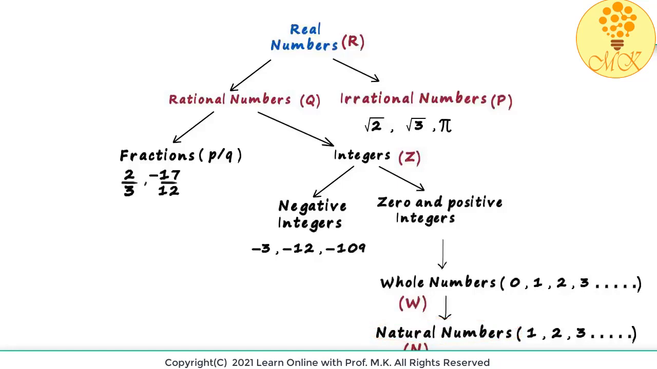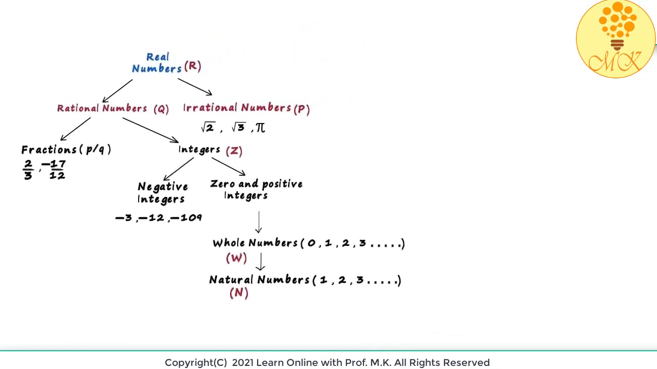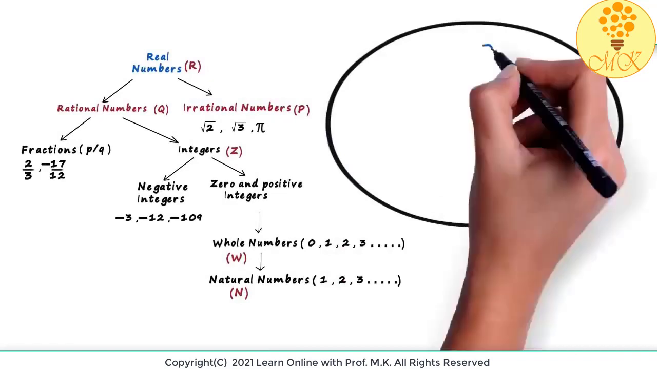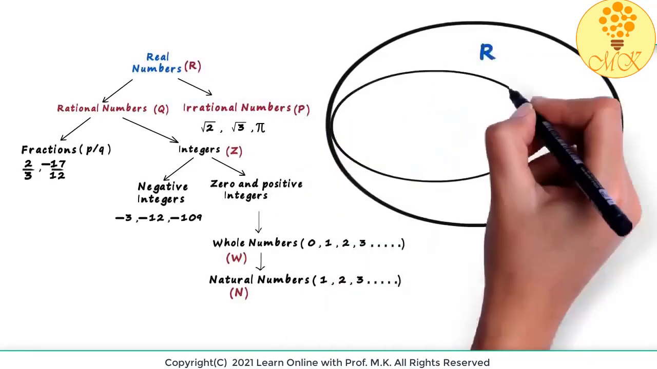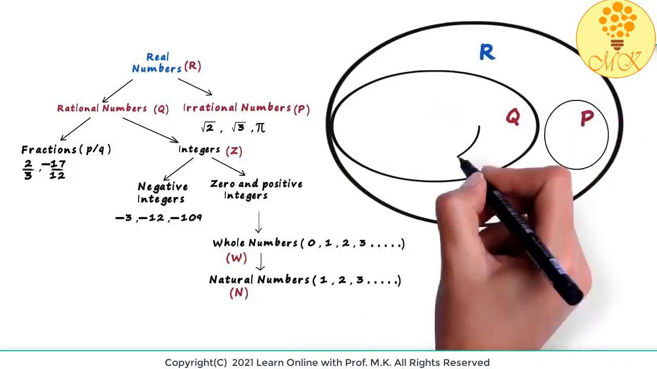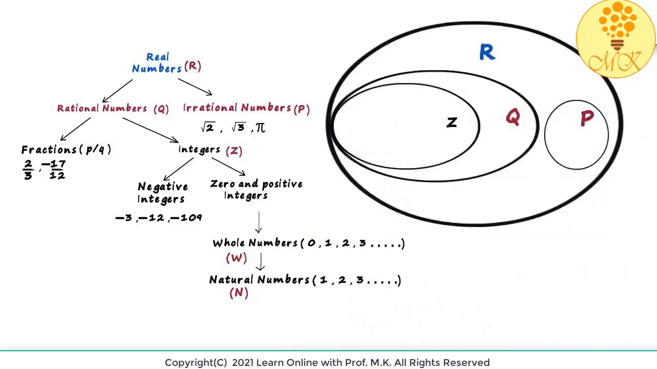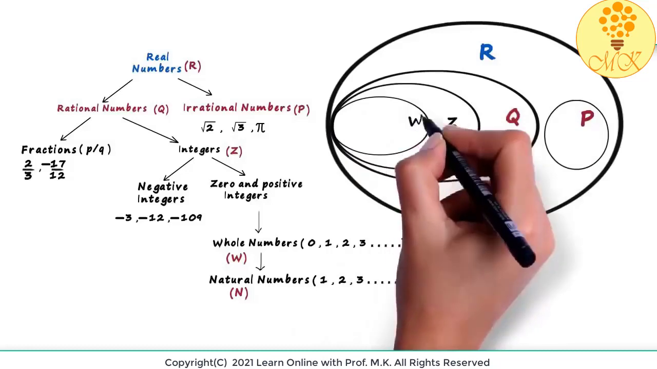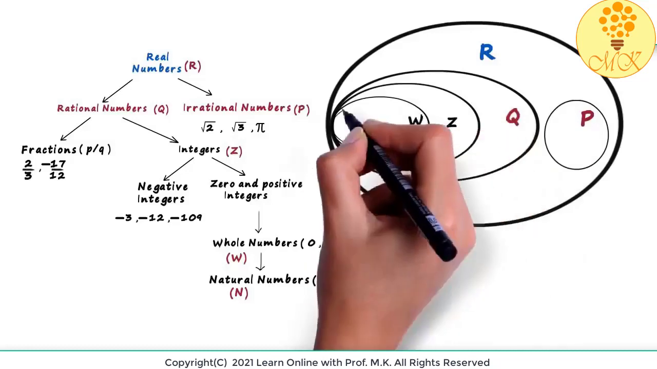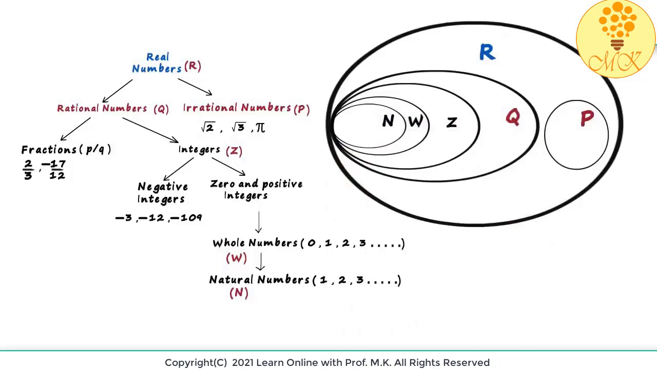Let's understand this chart diagrammatically. Let this be the entire set of real numbers. Within real numbers, we have rational numbers and irrational numbers. Within rational numbers, we have integers, and within integers, we have whole numbers. And within whole numbers, we have natural numbers. So everything seems to be a real number. What's not a real number? The square root of any negative number is not real. Something like square root of minus 1 or square root of minus 4. These numbers are not real numbers.